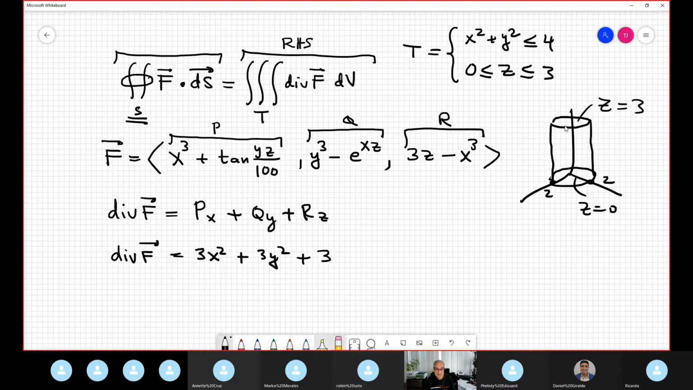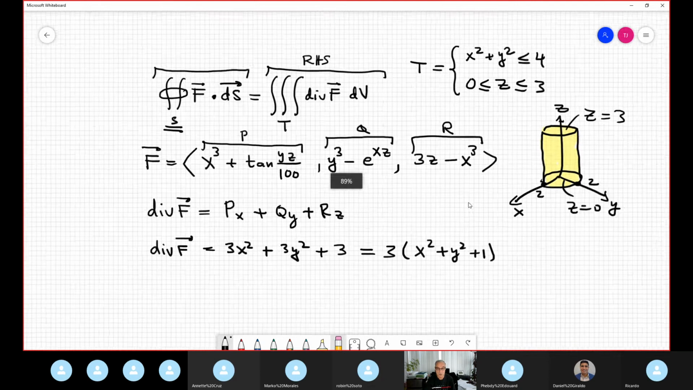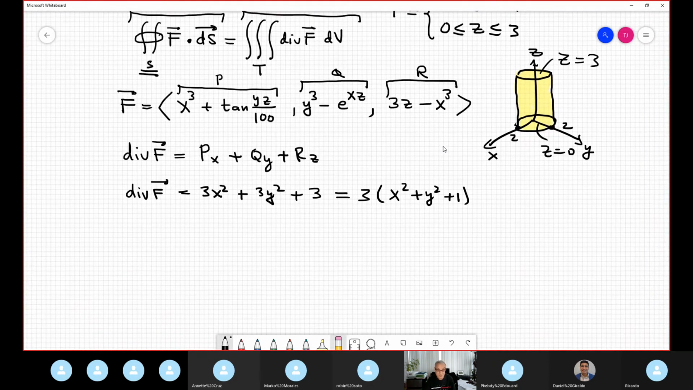Entonces, the solid T, where I want to apply the triple integral. I suppose that we finish in cylindrical coordinates. It's obvious, right? Okay, cylindrical now. Well, I can factor out 3 here in this expression, and we have x squared plus y squared plus 1. Okay, nice. Wow, the weird tangent, the weird exponential is gone. Now I need to set up this triple integral of this scalar function, the divergence. It's 3, I put a 3 outside. Why not? Times x squared plus y squared plus 1 dV.